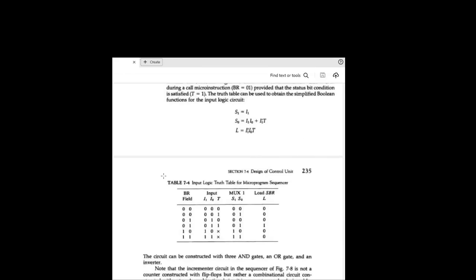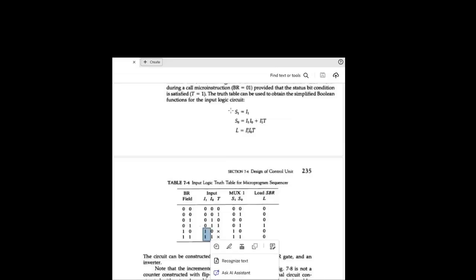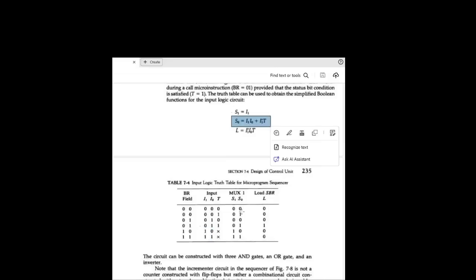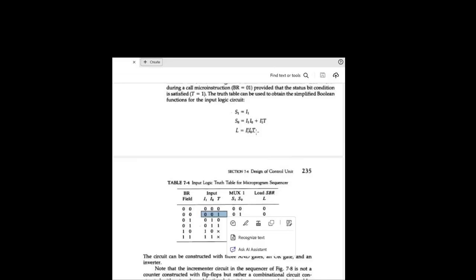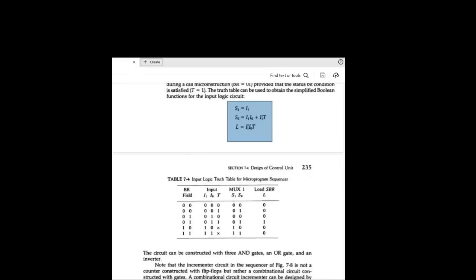Okay, and after this table is ready, what have we done? Equations for S1. Now you can frame the equation of S1 based on I0, I1 and T. So when you see the value of S1, what is S1 equal to? It is equal to I1. What is S0 equal to? S0, these three phases. Okay, when you simplify it, you will get I0, I1 plus I1 dash T. And what is load equal to? When should load be 1? I1, I1 dash, I0 and T. So these are the three equations. So this is your internal construction of your microprogram sequencer.